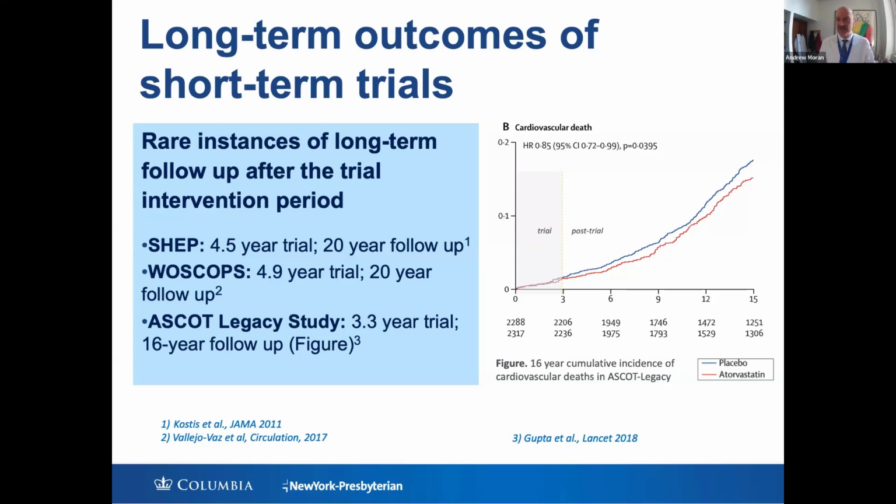You see on the right an illustration of follow-up in the ASCOT legacy study for 16 years. And if you've ever heard the term legacy effect, this is from this kind of study, which shows that the separation between the placebo and the statin treated group persisted for years after the study intervention. So this is what we call a legacy effect.